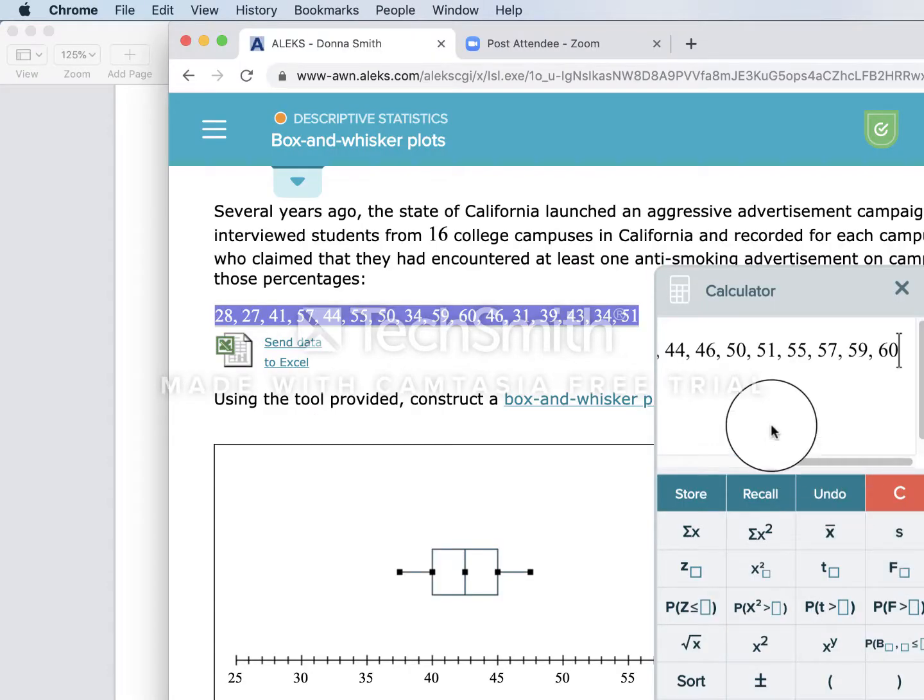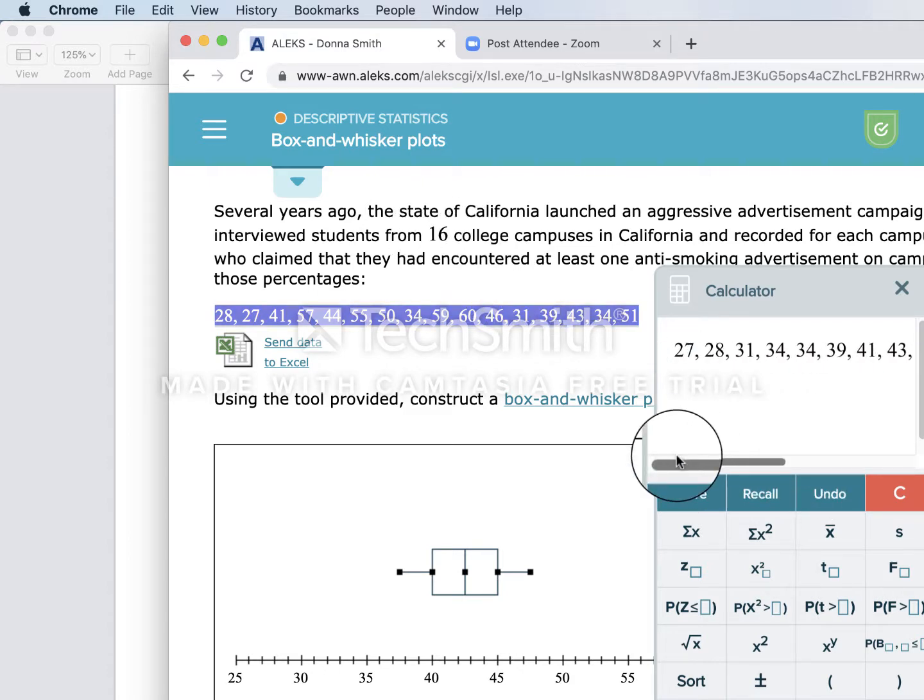And now to find the median, I'm going to take a look at the fact that I have 16 college campuses. So I have 16 data values. So if I take 16 and divide it by 2, it's going to give me 8 because it's even. So I'm going to find the average of the 8th and 9th data value.